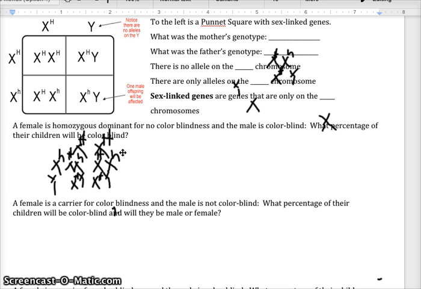So what percent of the children would be colorblind? It would be 0%. All the females here will be carriers. They carry the recessive allele, but don't have the trait. And all the males will be normal.